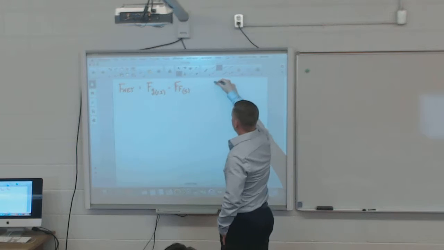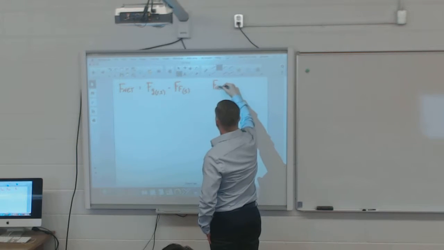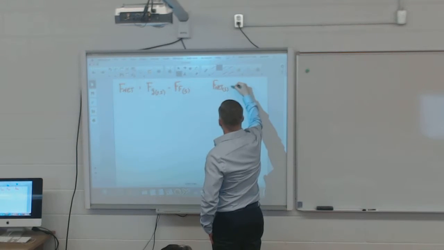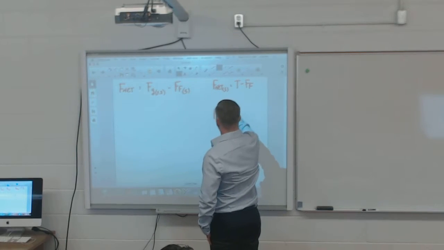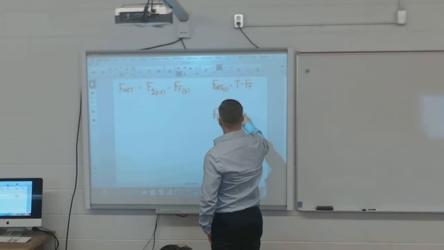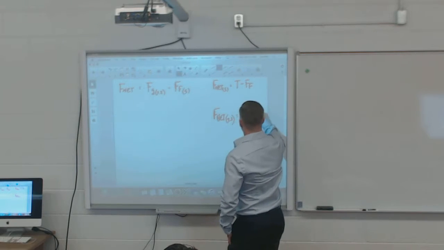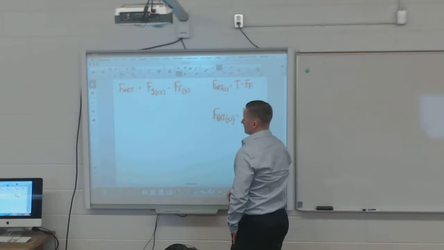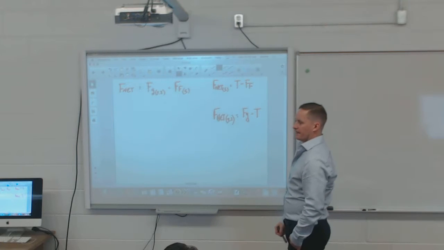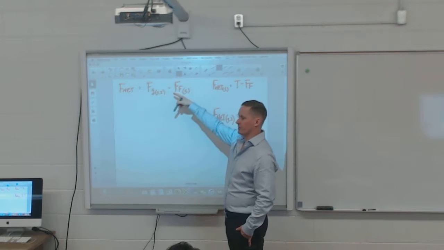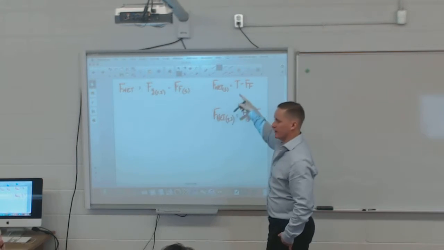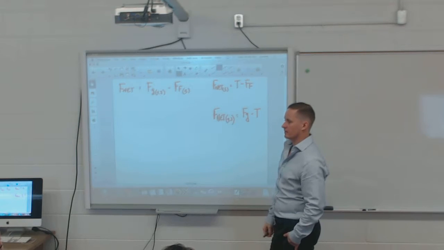So if you're looking at the individual, if you're looking at the force net on the 5, it's tension minus force of friction. If you're looking at the force net on the 3.2, force of gravity minus your tension. So you find everything that you need with both of them first, and then you individualize it in order to get your tension.